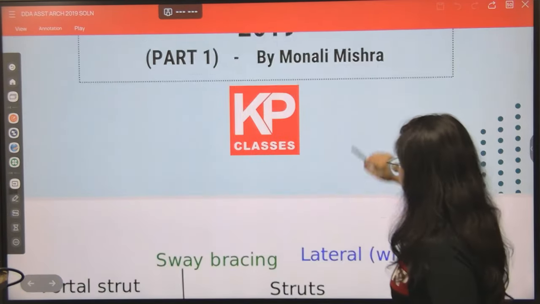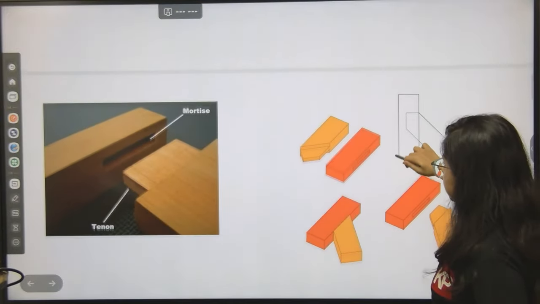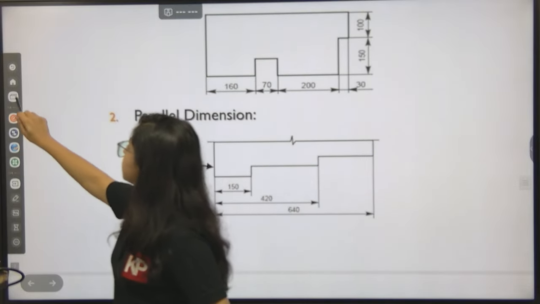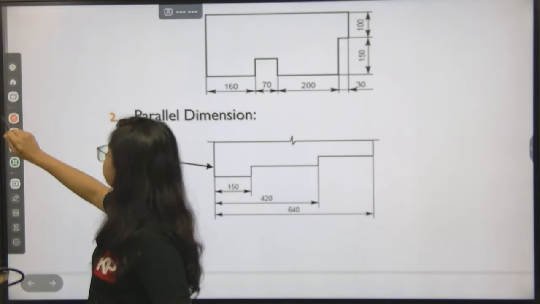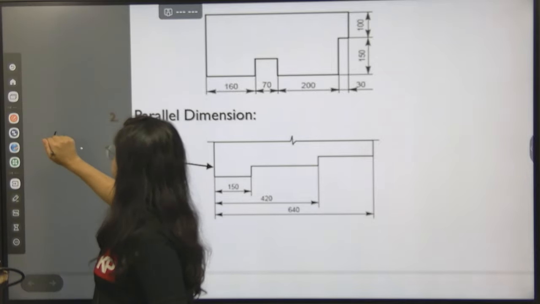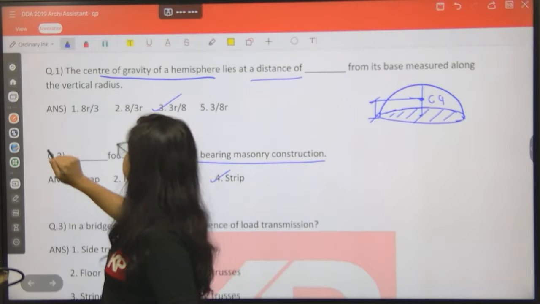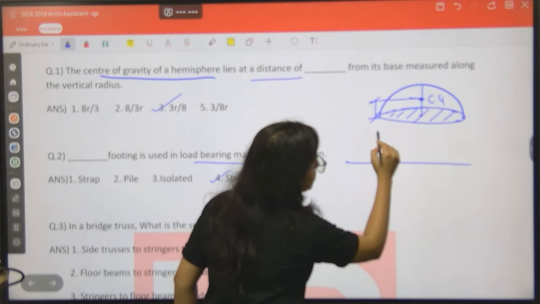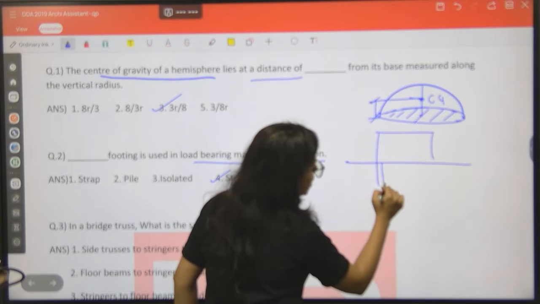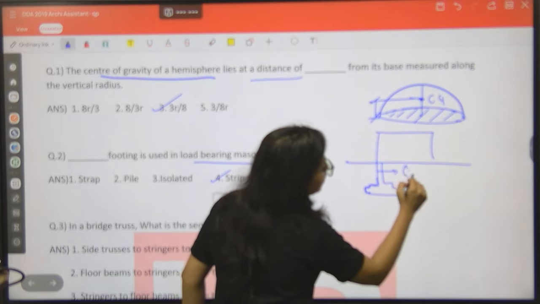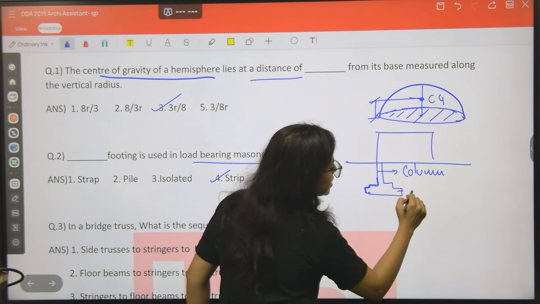We have an image. Okay, we don't have an image, never mind. Strip footing is what, let me explain strip footing for you. You know already what a footing is. This is the foundation, let's say whenever you have a superstructure, and then you have the wall which is coming down, and then you have some kind of a stepped, isolated footing. This is the column part. And this is the footing part.